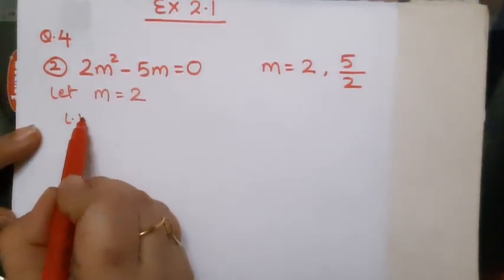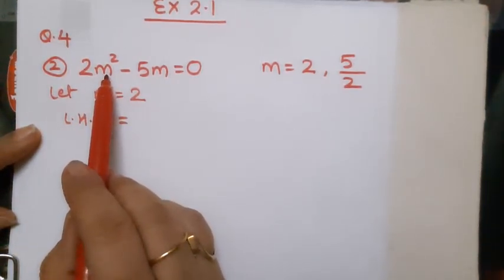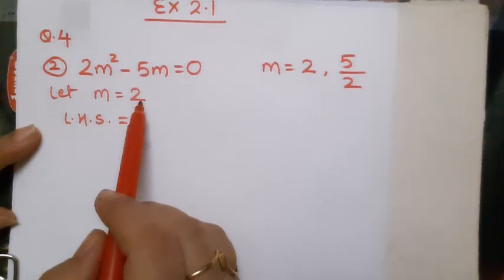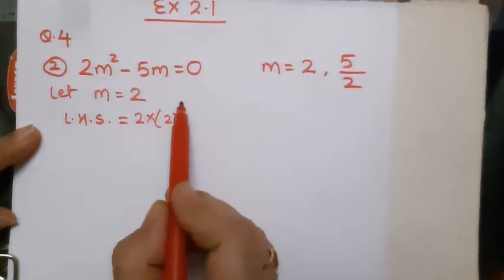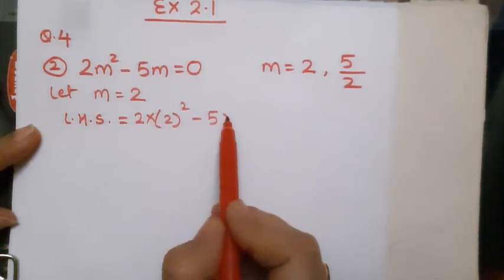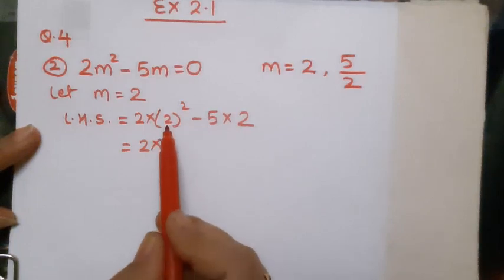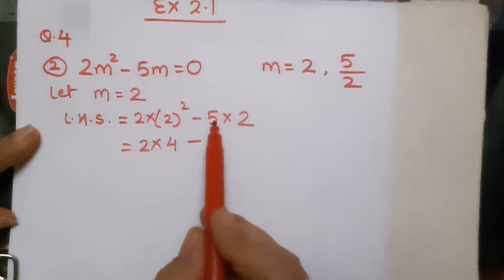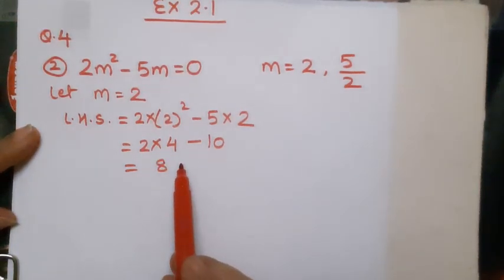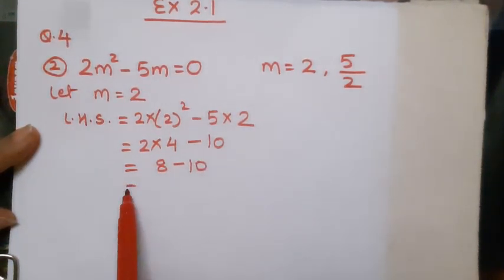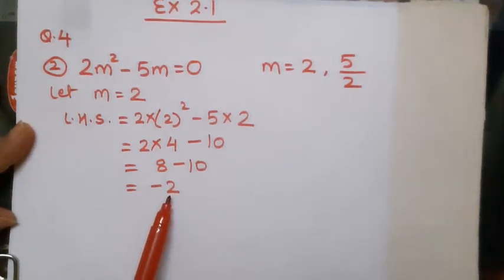So here LHS will be, what we will do? We will substitute 2 in place of m. So 2 into 2 square minus 5 into 2. So we get 2 into 2 square is 4, minus 5 2s are 10. So 2 4s are 8 minus 10, which is equal to minus 2. So LHS we got minus 2.